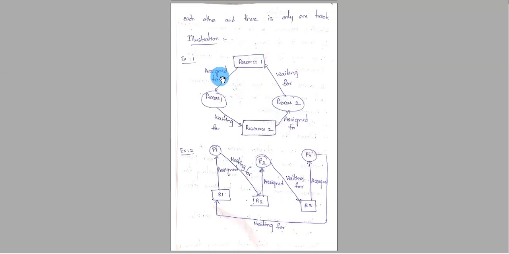Another example: this is two-process based, right? There might be many processes also. See this example. P1 is holding R1, P2 is holding R2, P3 is holding R3. But P1 is waiting for R2, P2 is waiting for R3, P3 is waiting for R1. So this is a deadlock situation only, right? So this is all about deadlocks. I hope you understood deadlocks through these practical examples and resource allocation graphs. Thank you.